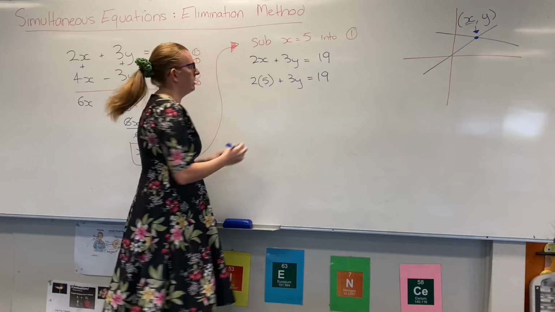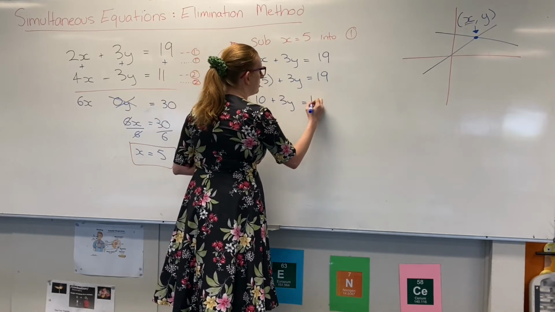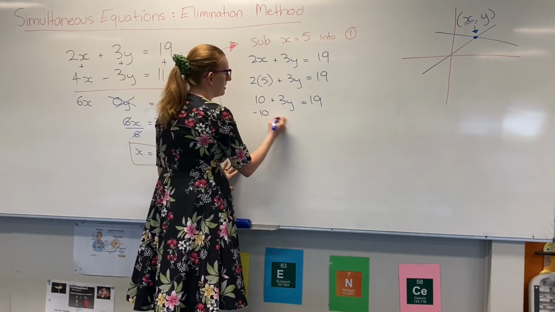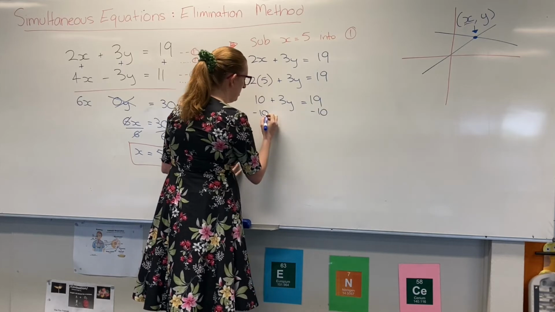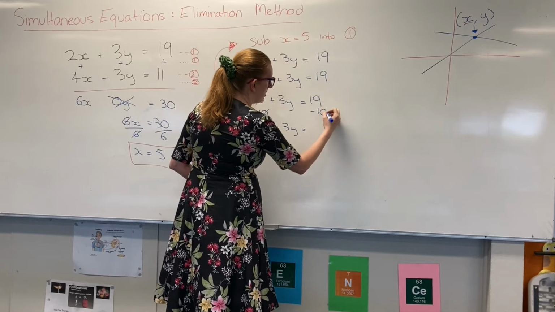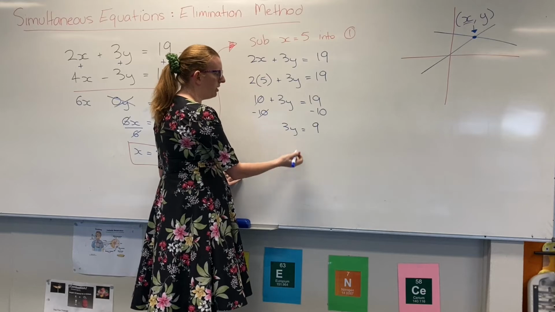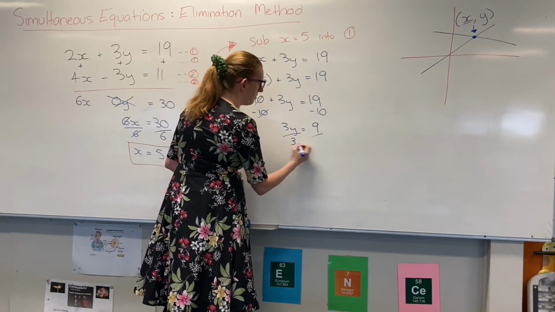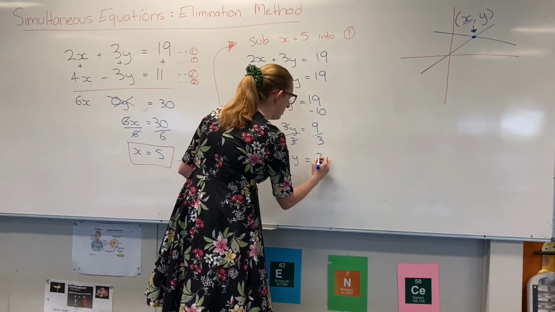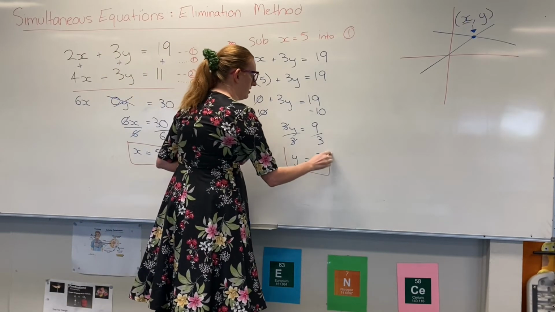Now I can solve it. So 2 5s are 10 plus 3y is equal to 19. How do I move this 10? I need to minus 10 from both sides. Minus 10, minus 10. They've cancelled out, so I've got 3y is equal to 19 minus 10 gives me 9. So now I need to split my 3 and the y, divide both sides by 3. They've cancelled out, so how many 3's go into 9? 3. So there is my other half of the answer.